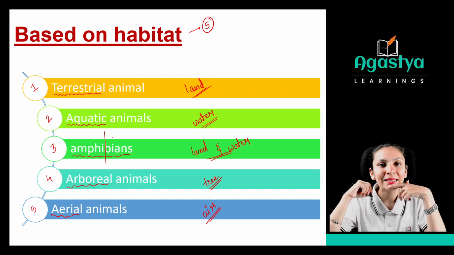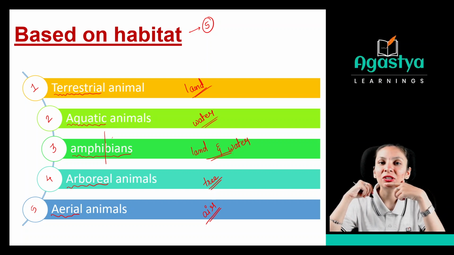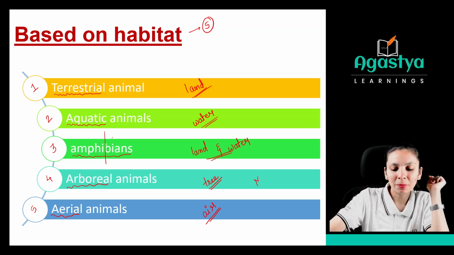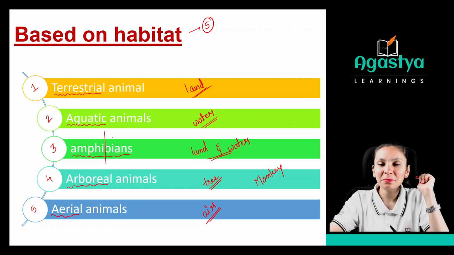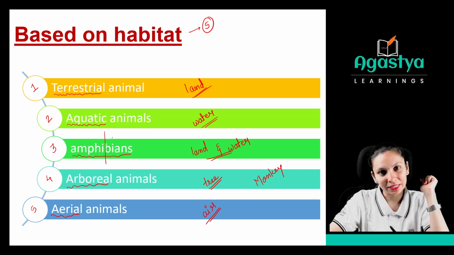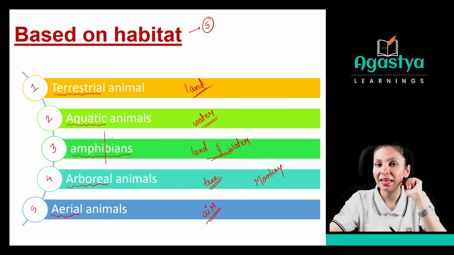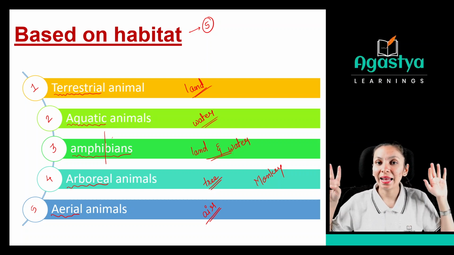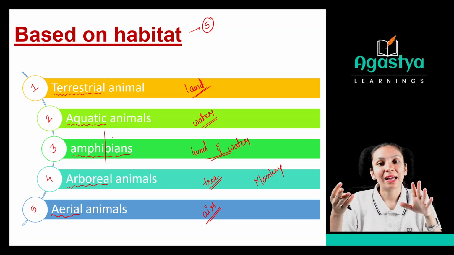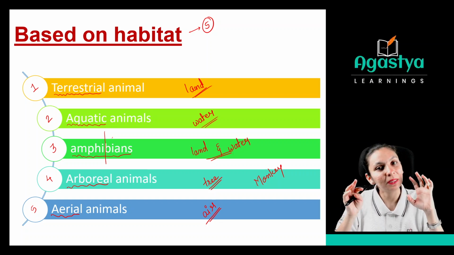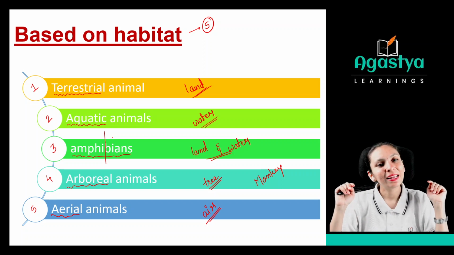Do you know any example of an animal which can live on trees? Have you found any example of this animal? Yes. Which animal can you see on trees? Yes, that is the monkey. You know one example, that is monkey. Most of the time these monkeys are living on trees. And aerial animals, aerial means living in air, right? So the birds are spending most of their time in air. That's why they are called aerial animals.